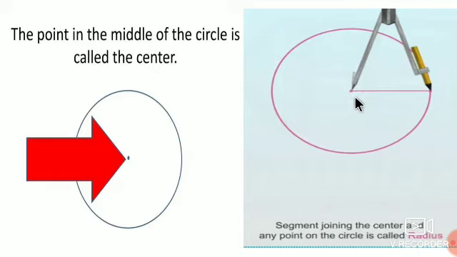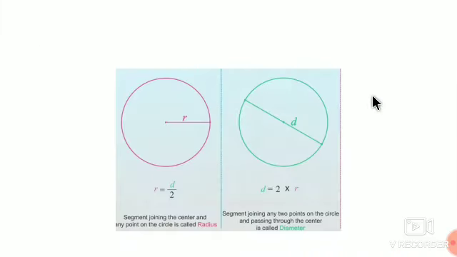And the segment which joins the center of the circle and any one point on the circle is called the radius. So this is the radius and the radius is denoted by the letter R. This is the radius and this is the diameter. Diameter is a segment which joins any two points on the circle and it passes through the center of the circle. This chord is called the diameter.